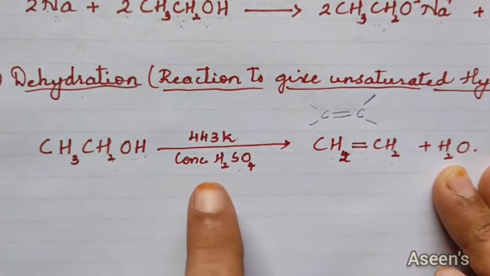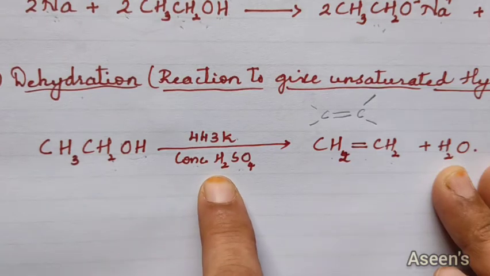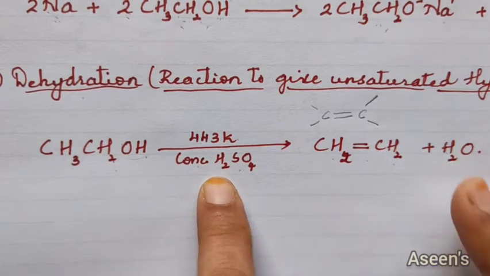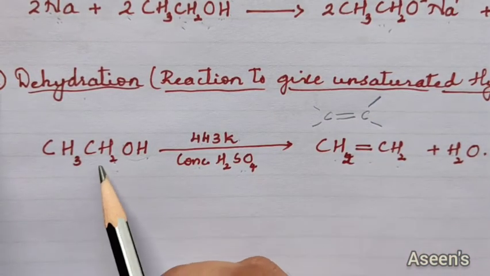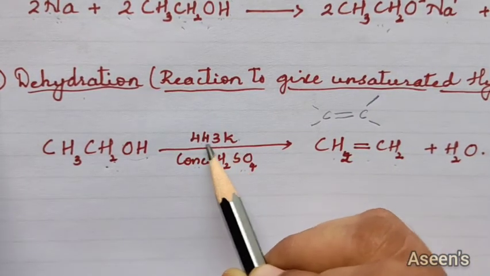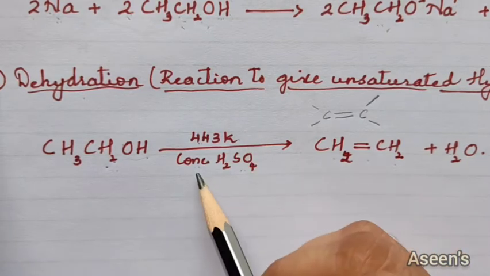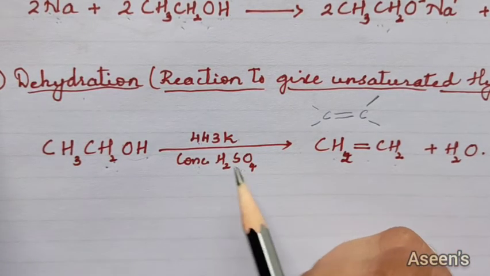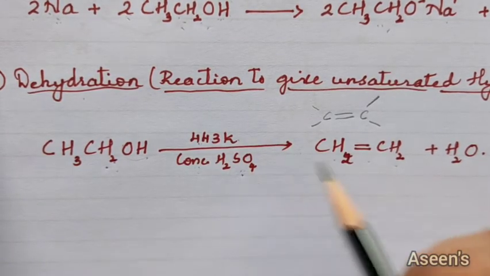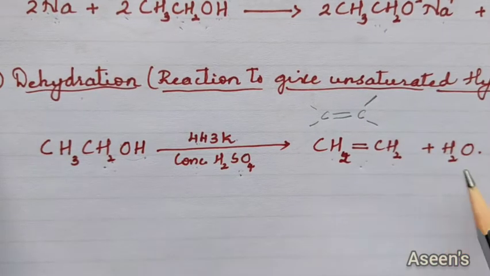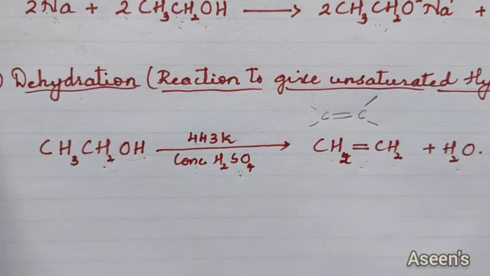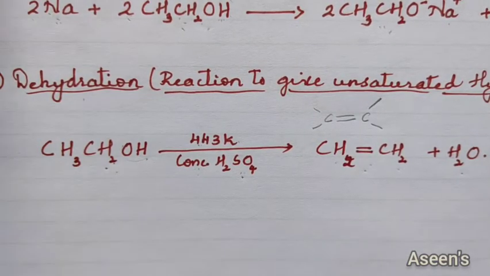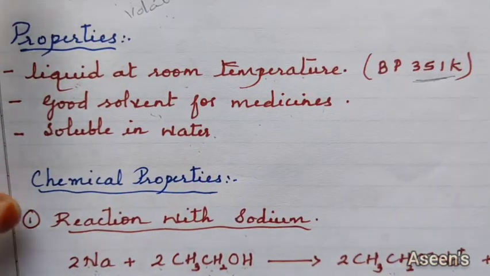Now what is the condition here? We need this temperature in the presence of excess of concentrated sulfuric acid. Now if you are putting this into words, you can just put it in simple way. When ethanol is heated at 443 Kelvin in the presence of excess of concentrated sulfuric acid, we get ethene along with water molecule being liberated. So that's how you can frame it. So that was about ethanol.